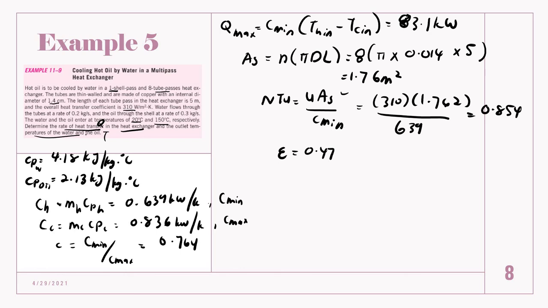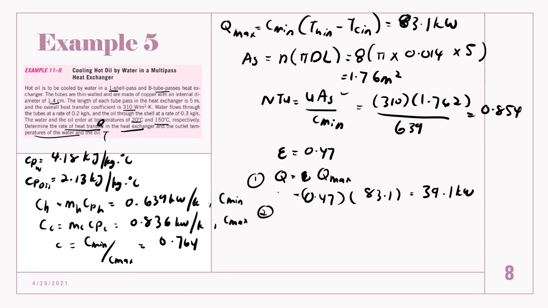So to calculate the rate of heat transfer, you multiply the effectiveness with Qmax. Basically, this question needs you to calculate the actual rate of heat transfer. So 0.47 times Qmax 3.1, you will get 39.1 kilowatt. Okay, so this is the first question.